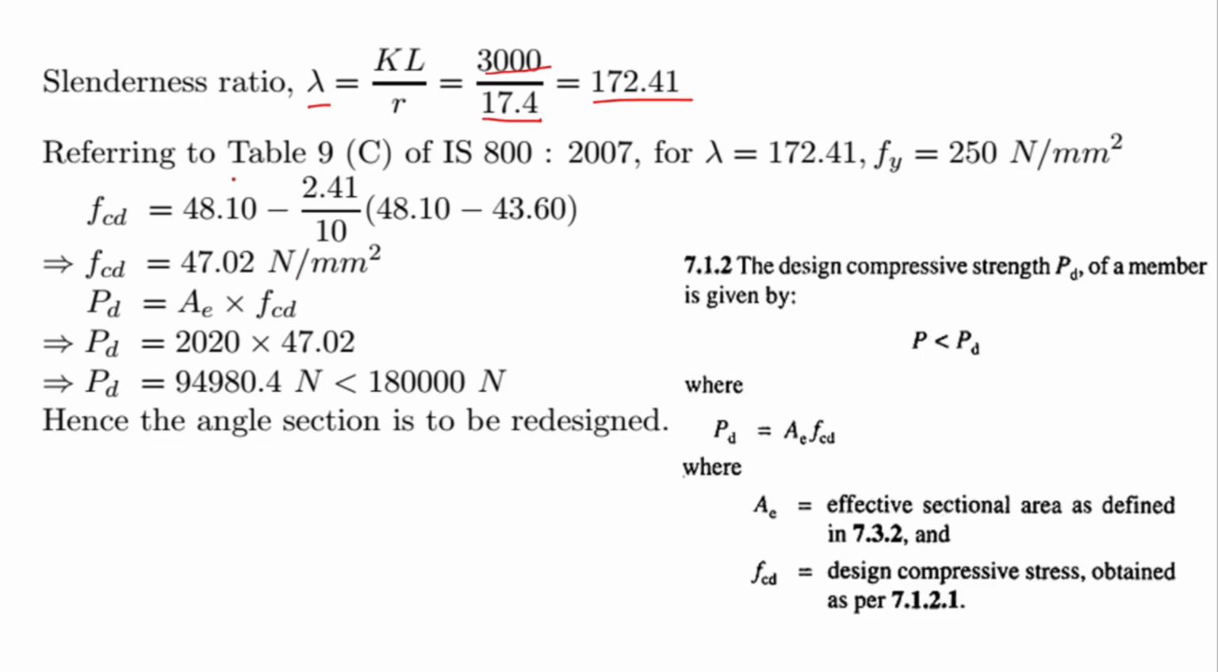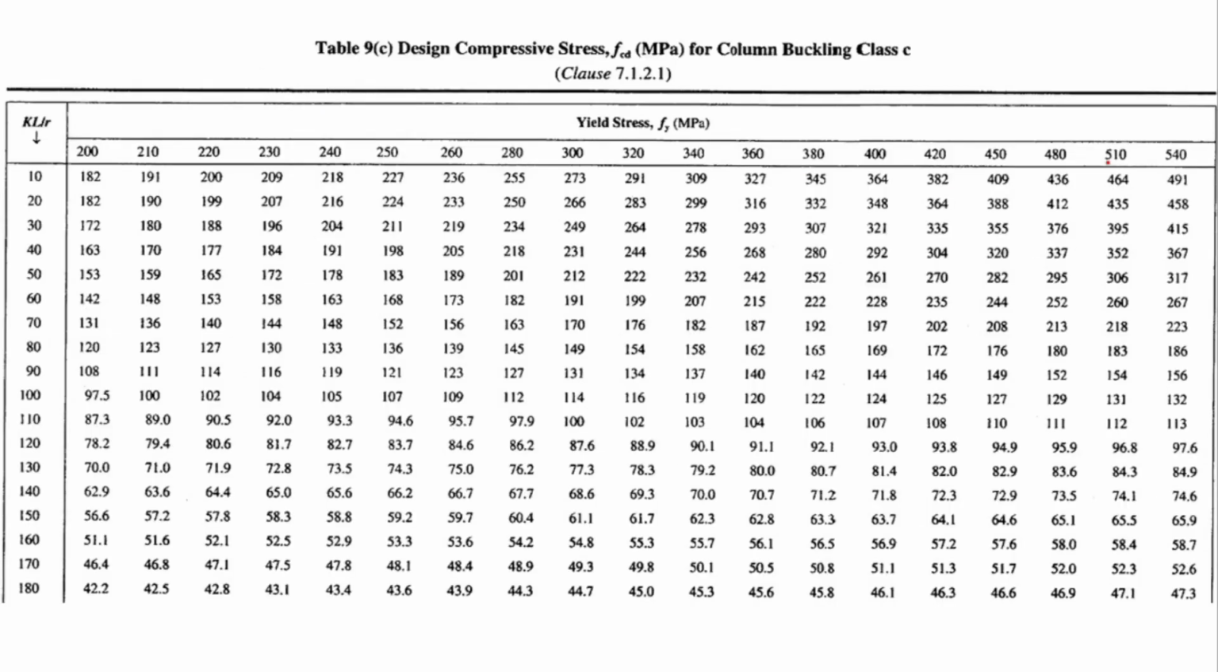Referring to Table 9C of IS 800:2007, for lambda equal to 172.41 and fy equal to 250 N/mm². If you see Table 9C, this is for design compressive stress fcd for column buckling class C.